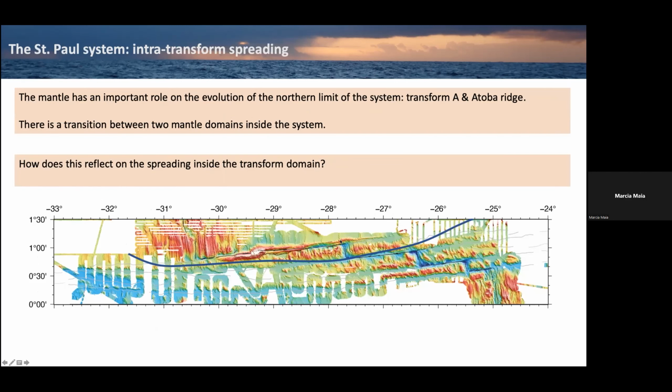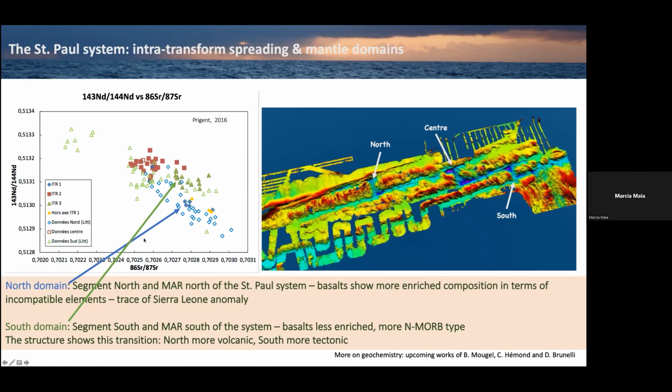So a kind of mantle boundary here. So what does this mean for the spreading inside the St. Paul system? First, let's look at the chemical composition of the intra-transform ridge segments and the north and south Mars segments. In green, we have the south domain, and in blue, we have the north domain.